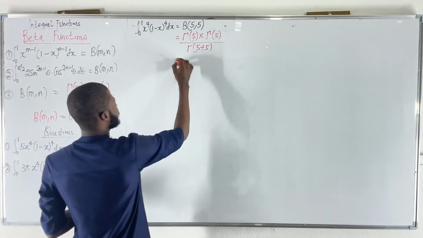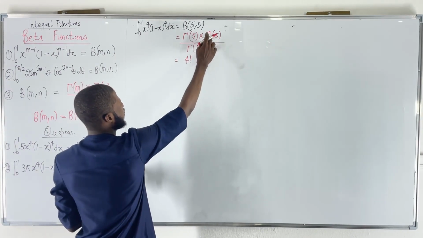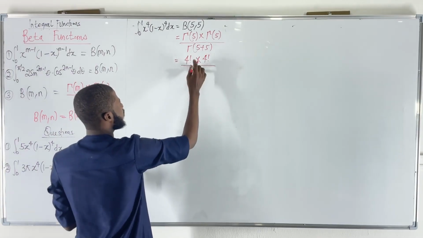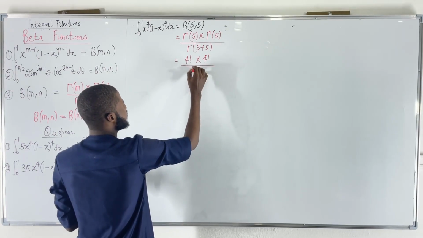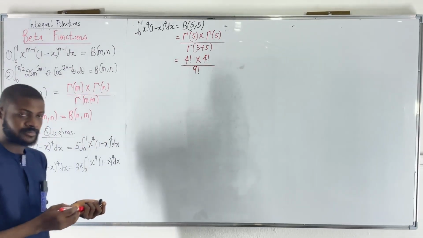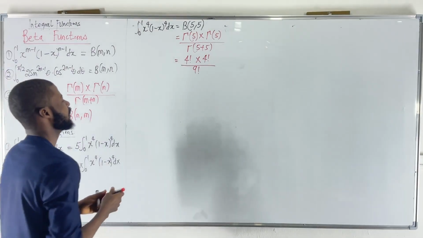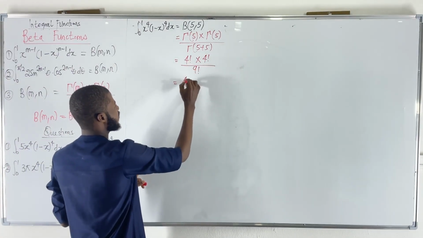Now this will become, what is the gamma of 5? That's 4 factorial. Times here again, what's the gamma of 5? That's 4 factorial. Divided by 5 plus 5, which is 10. So the gamma of 10 is 9 factorial. Okay, so we're going to be multiplying this. Let's see what it's going to be. So this is 4 factorial, I'm going to say 4 factorial should stay like that.